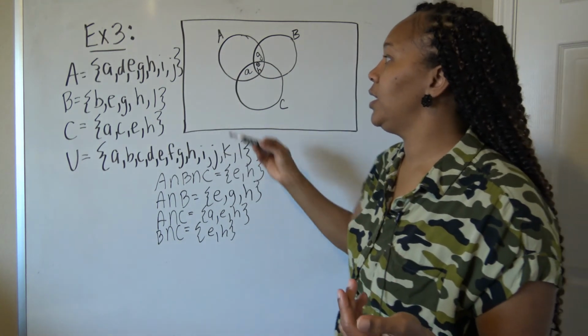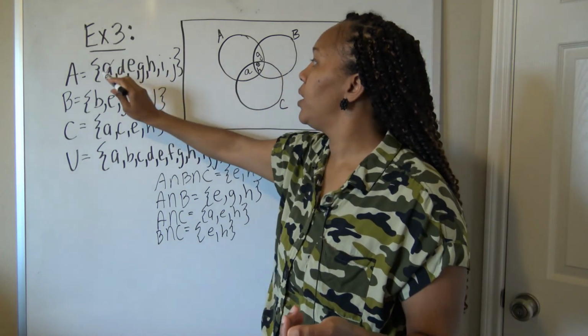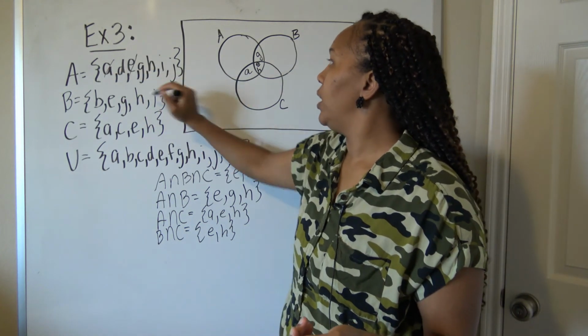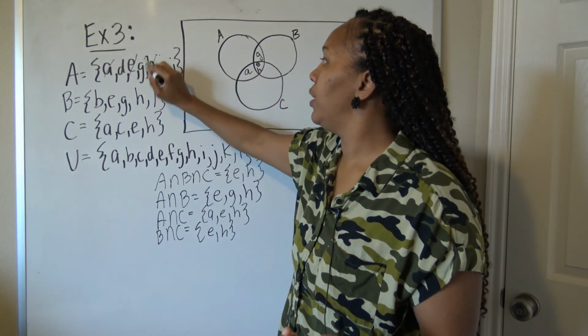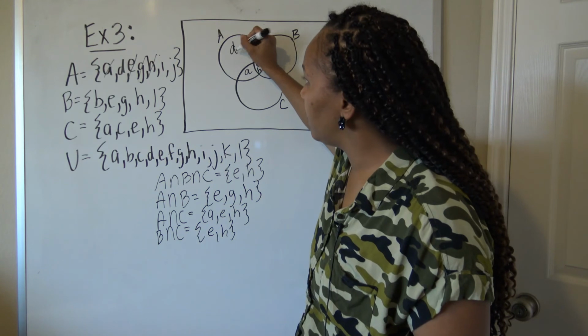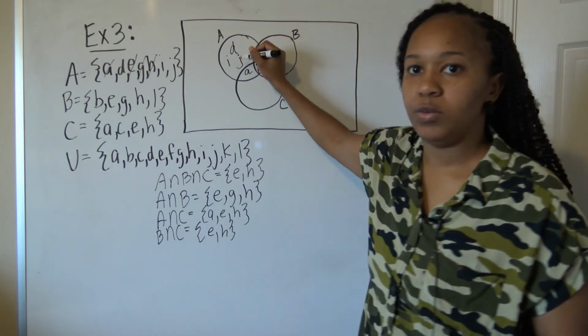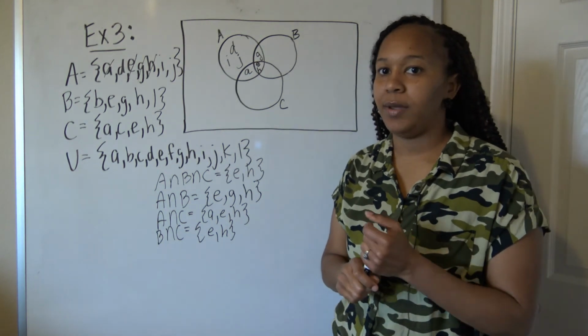Okay, so now we can go in and fill in the rest of the letters from the set. So basically A has A, D, E, G, H, I, and J. But if you notice, A is already in there, E is already in there, H is already in there, and G is already in there. So the only thing that's left is D, I, and J. So that's what will be in this region right here, the D, the I, and the J.